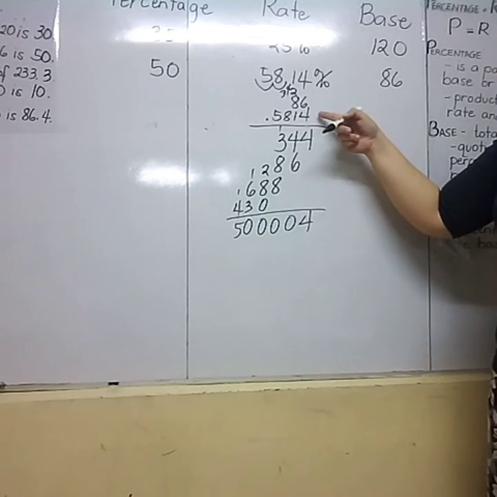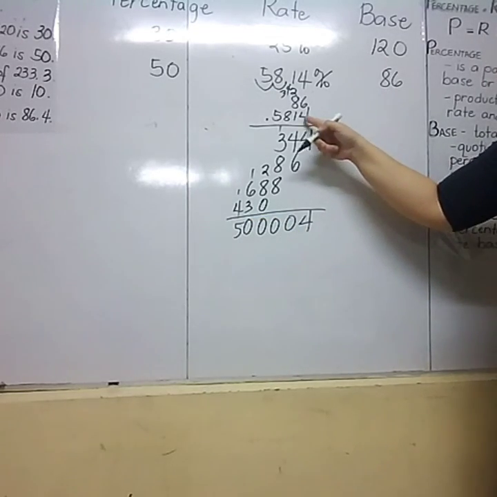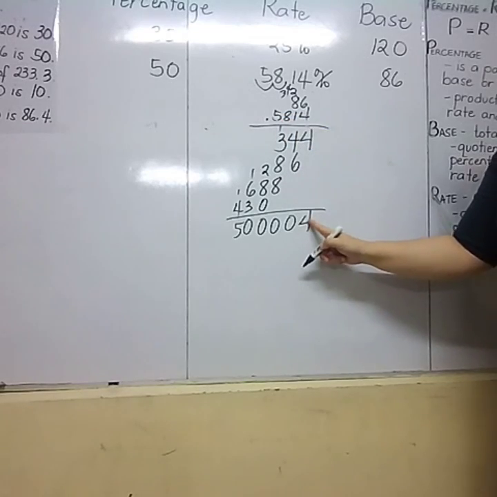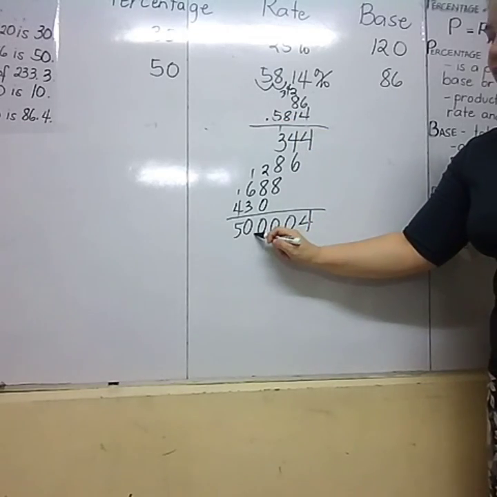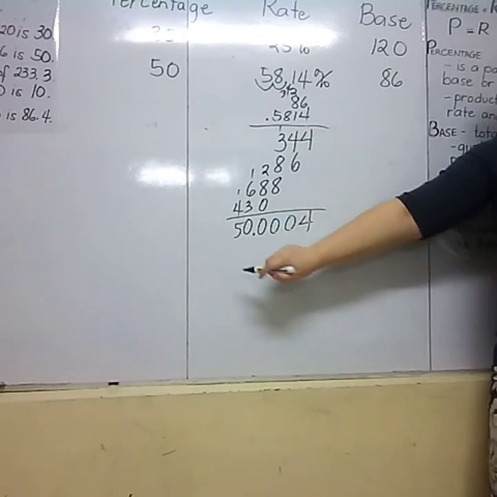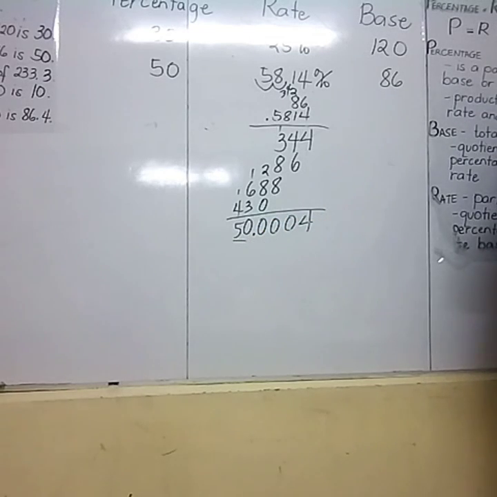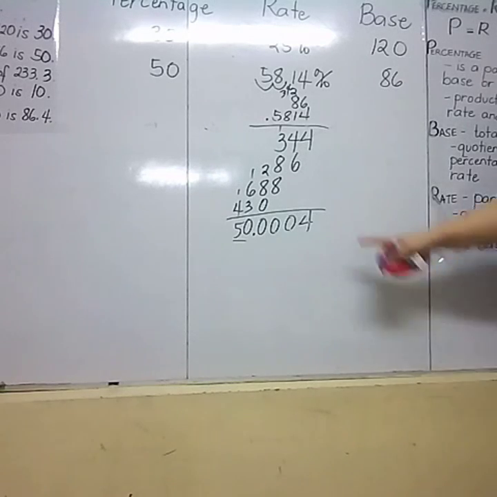1, 10, 5. Okay, so ilan yung decimal place niya? 1, 2, 3, 4. So 1, 2, 3, 4. Tama ba na 15? Yes! Nakuha niyo paano nakukuha? Sige, next, number 3.